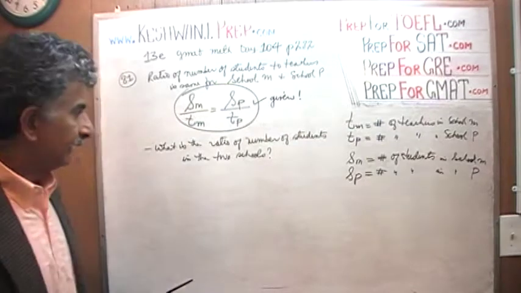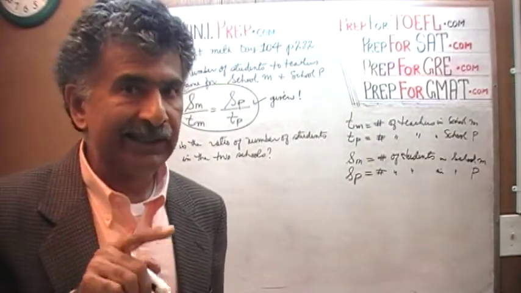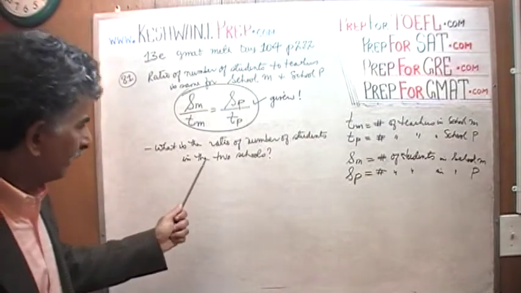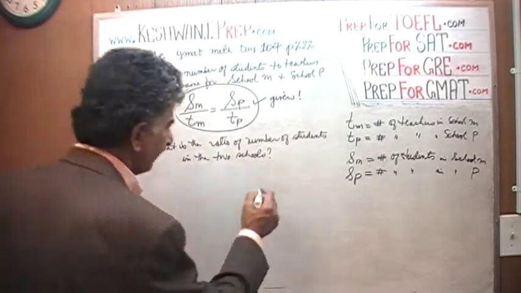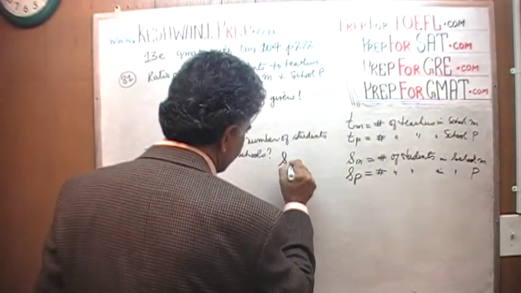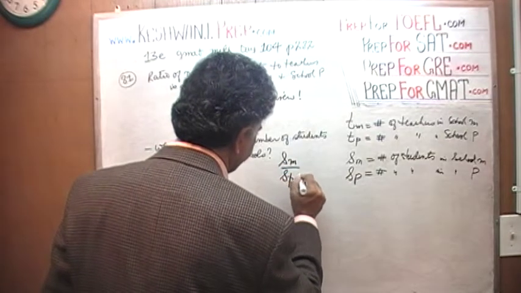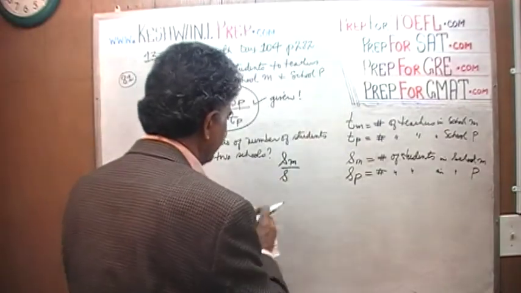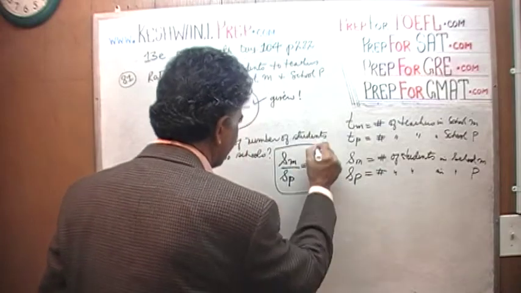The question is, what is the ratio of the number of students in the two schools? In other words, what they're asking for is the number of students in school M versus the number of students in school P. And the question is, what is that ratio? Voila, this is what we're looking for.